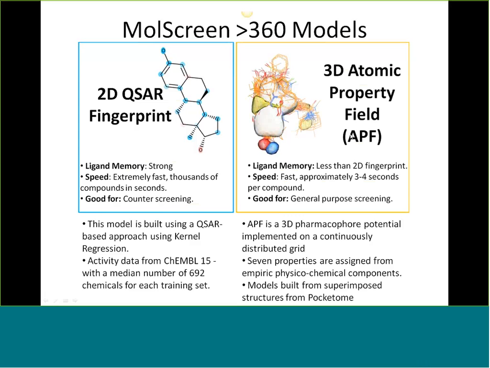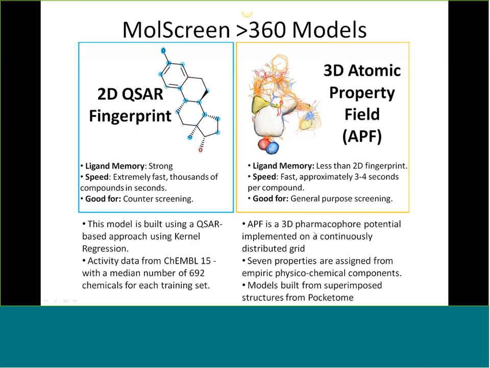So for the APF, there are seven properties assigned to each ligand. Things like hydrogen bond donors, acceptors, lipophilicity, the size of the group, sp2 hybridization, and then charges, positive and negative charges. And these models are built from superimposed structures from Pocketome, which are taken from the Protein Data Bank.